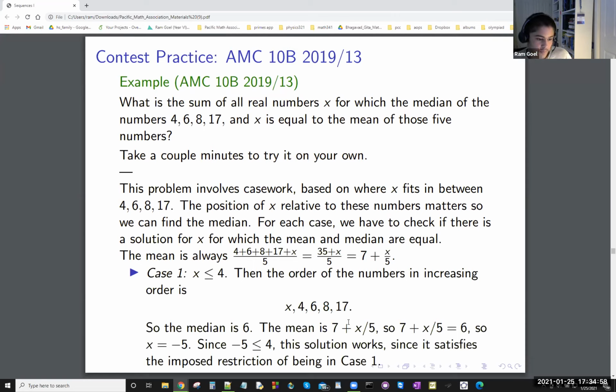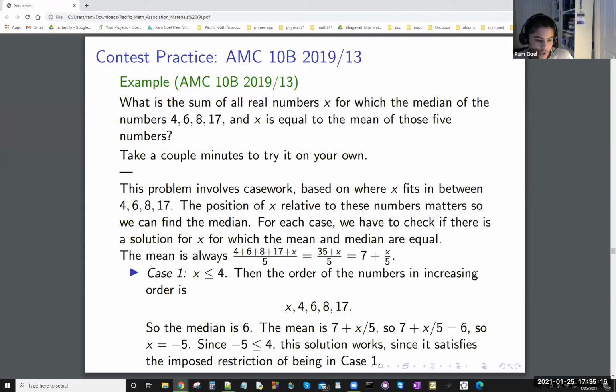The mean was (35 + x) over 5. So setting these equal gives us (35 + x) over 5 equals 6. And solving this, you get x equals negative 5. Since negative 5 is less than or equal to 4, that means that indeed this is a valid possibility.